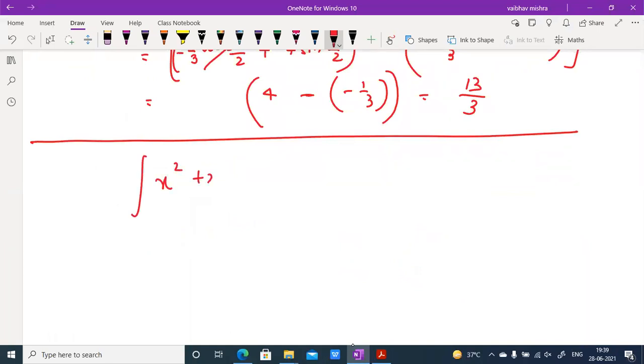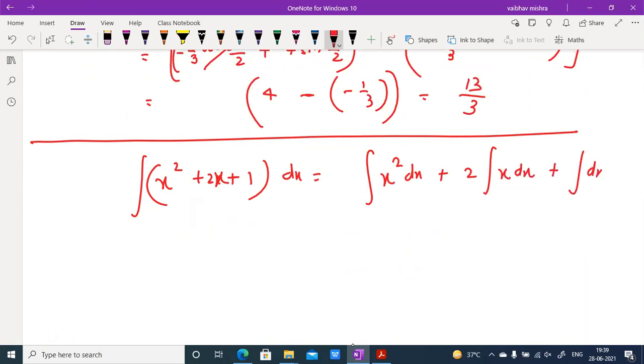X square plus 2x plus 1. You open it step by step. First is x square dx. Second, now this 2 is a free coefficient. This is like the multiple of x. So you can take 2 outside. Plus 1.